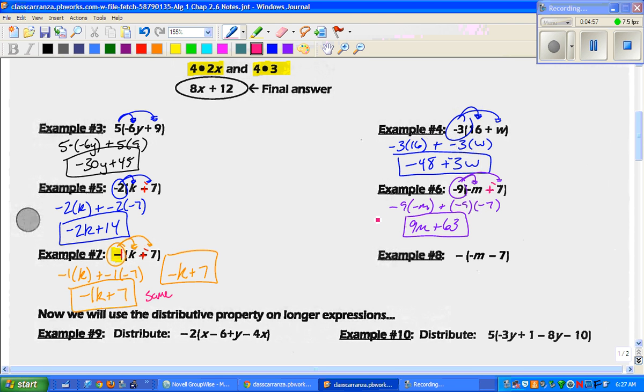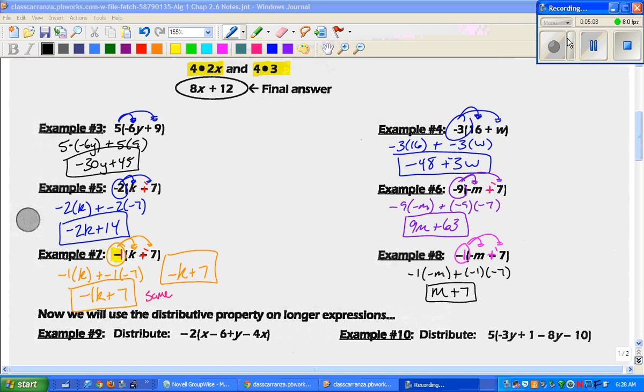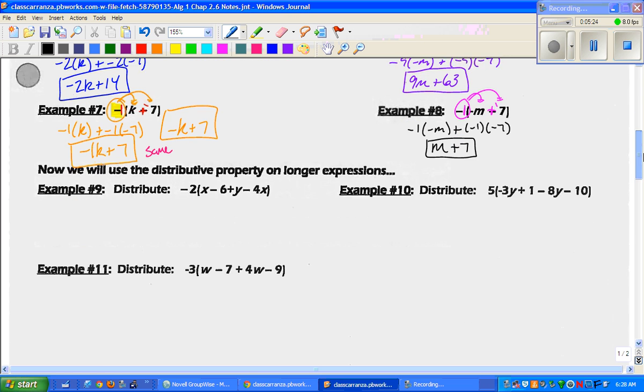Okay? Why don't you try example number 8 by yourself, go ahead and pause the video, and the answer will be up in just a second. And there is the answer, okay? Remember that that's a -1 outside. I did the click inside the parentheses, and then multiplied.